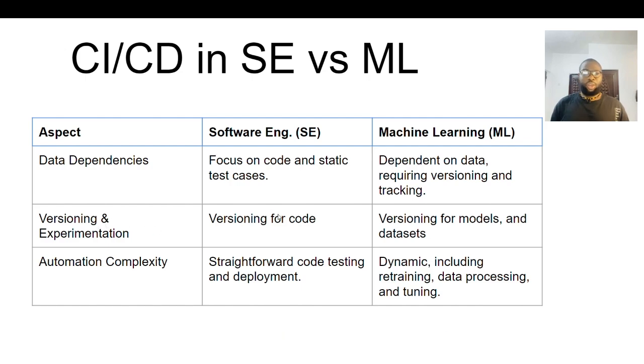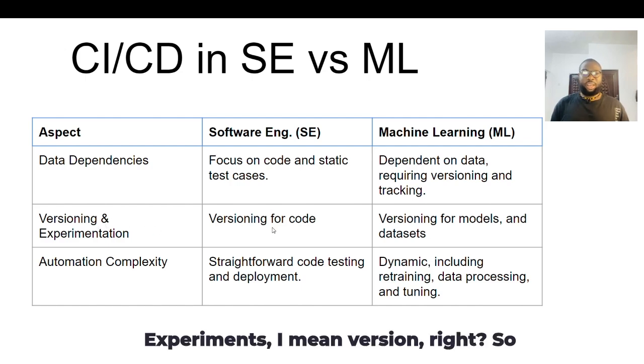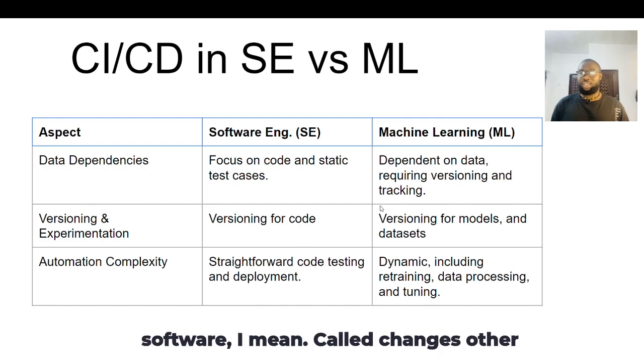When it comes to experiment versioning, software engineers release versions of their software, code changes, all those kinds of things. Right? But when it comes to machine learning, it's about versioning the data set and also versioning the model, right?